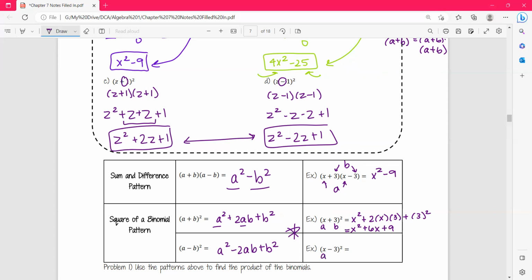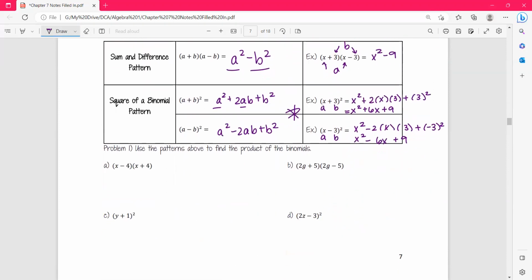Again, if this is my a, and negative 3 is my b, substitute it right into the formula. I've got x squared minus 2 times a, which is x, times 3, times b, which is negative 3, plus negative 3 squared, and I end up with x squared plus 6x, well, I'm sorry, minus 6x. Because this should be a positive 3. Let's fix it. Positive 3, b is a positive 3, minus 6x plus 3.